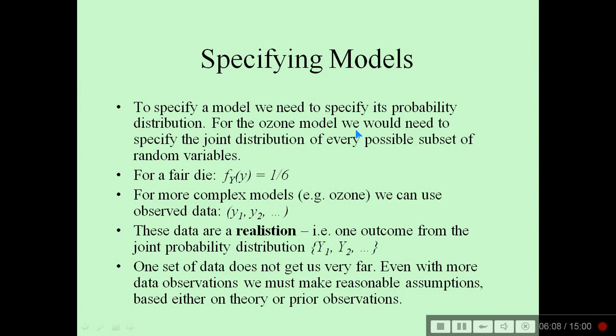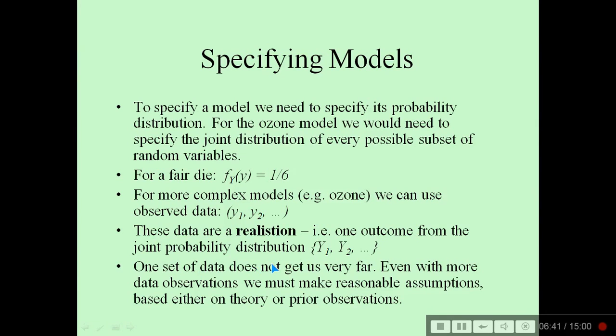To specify a model we need to specify its probability distribution. For the ozone model we would need to specify the joint distribution of every possible subset of random variables. For example, for a fair die there are 6 outcomes, so f(y) is 1 by 6, and for more complex models we use observed data. These are the observed data, and these data are a realization, that is an outcome from the joint probability distribution y1, y2. This capital notation we have already learned.